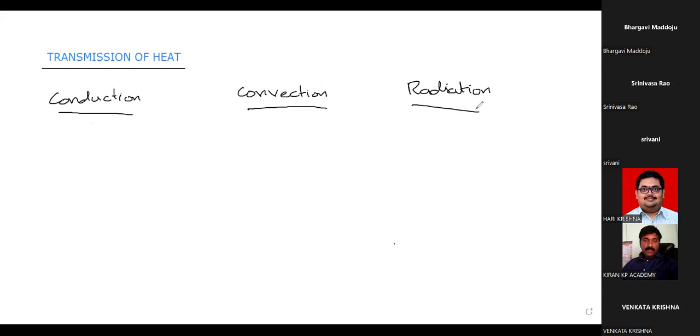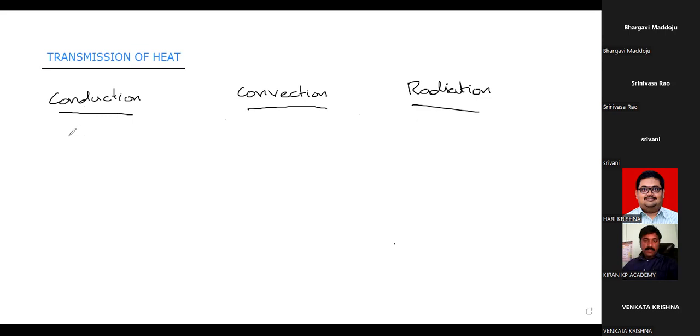Medium is not required. Now, in case of conduction, one more point is that particles will not move. In case of convection, particles will move. Here, no particle at all. Okay. Today we'll discuss conduction. In detail, we'll discuss convection and radiation afterwards.